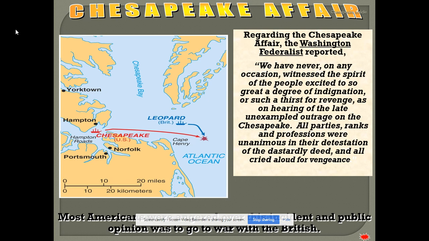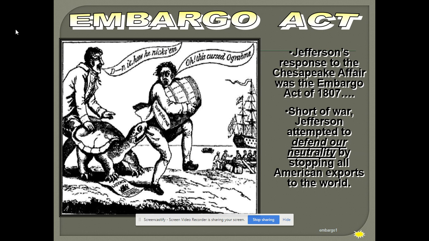Basically, at this time in 1806, Americans are like, "Screw the British, let's go to war. Let's do this thing." Now, this is a famous and funny political cartoon. This snapping turtle is biting this guy. He says, "Oh, this cursed turtle will grab me." Well, that's embargo backwards. Basically, Jefferson's solution was, if we're going to stay out of war, we're just not going to trade with anybody. So basically he shut off water commerce, marine commerce across the globe, because of Britain and France.